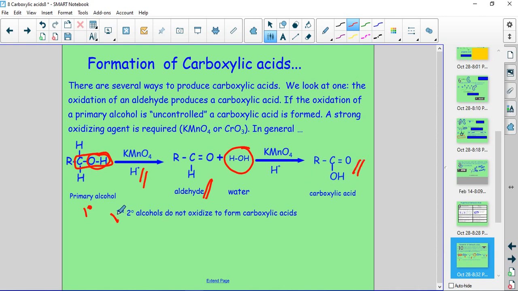Important to note, and you can think about why this is the case, and we can talk about it in class or you can ask questions online: secondary alcohols do not oxidize to form carboxylic acid. So just to remind you what that looks like, it looks like this. So think about why this can't oxidize to give you a carboxylic acid.